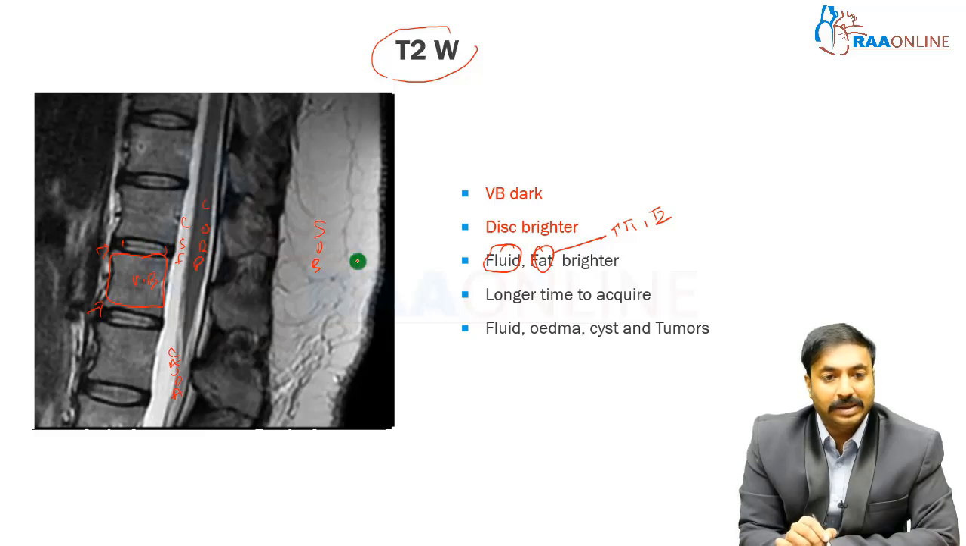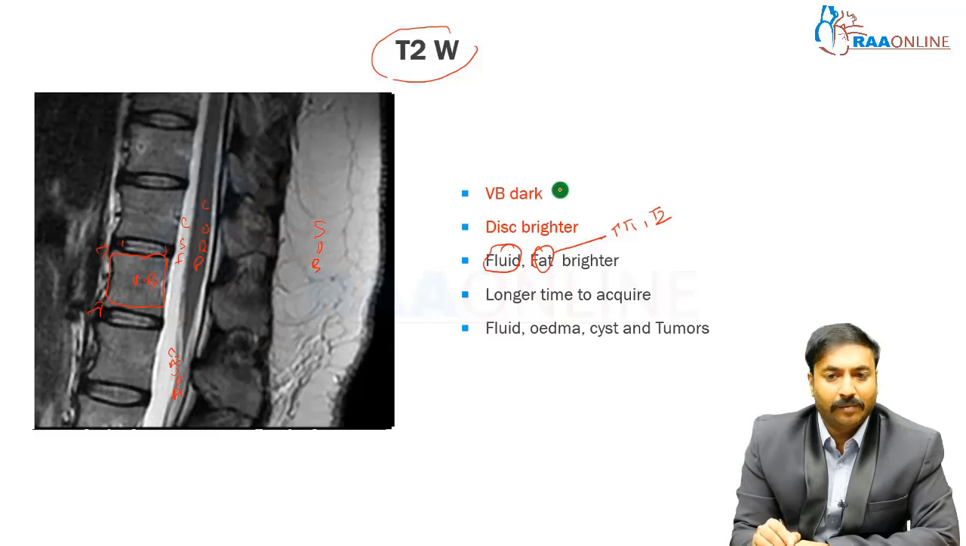T2 weighted images take a longer time. They have a longer echo time, and you have increased repetitions, which are also longer. That's why it takes a longer time to acquire. Any kind of fluid, any kind of edema, any kind of tumor or cyst, all will brighten up on T2 weighted images. So these are the basic characteristics of a T2 weighted image.